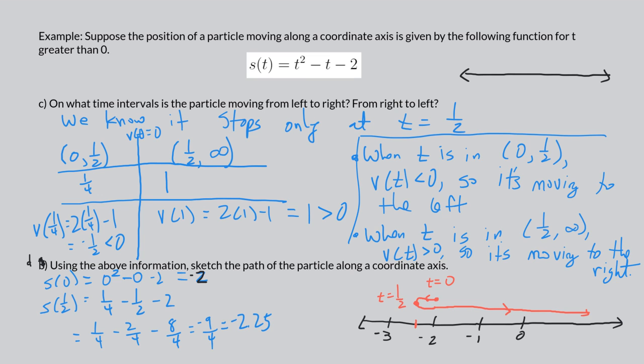So to do this type of problem, a lot of things are involved. You want to know how to take the derivative, know what it means to say that the particle comes to rest. That's when the velocity is 0. Know how to use the velocity to determine when it's moving to the left and to the right, and then put all that information together to sketch the path of the particle.